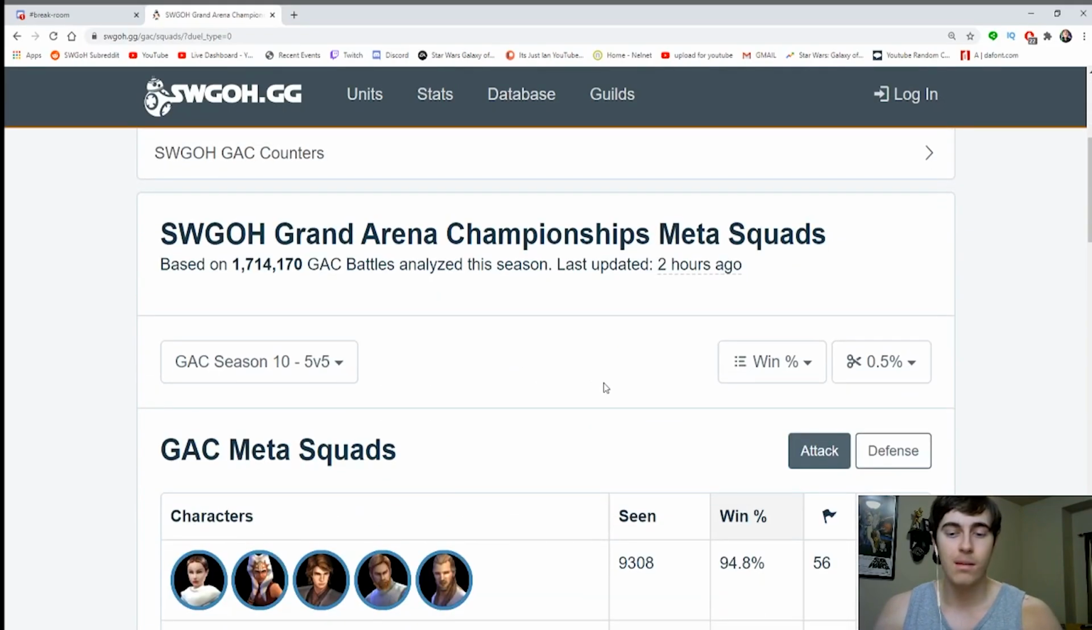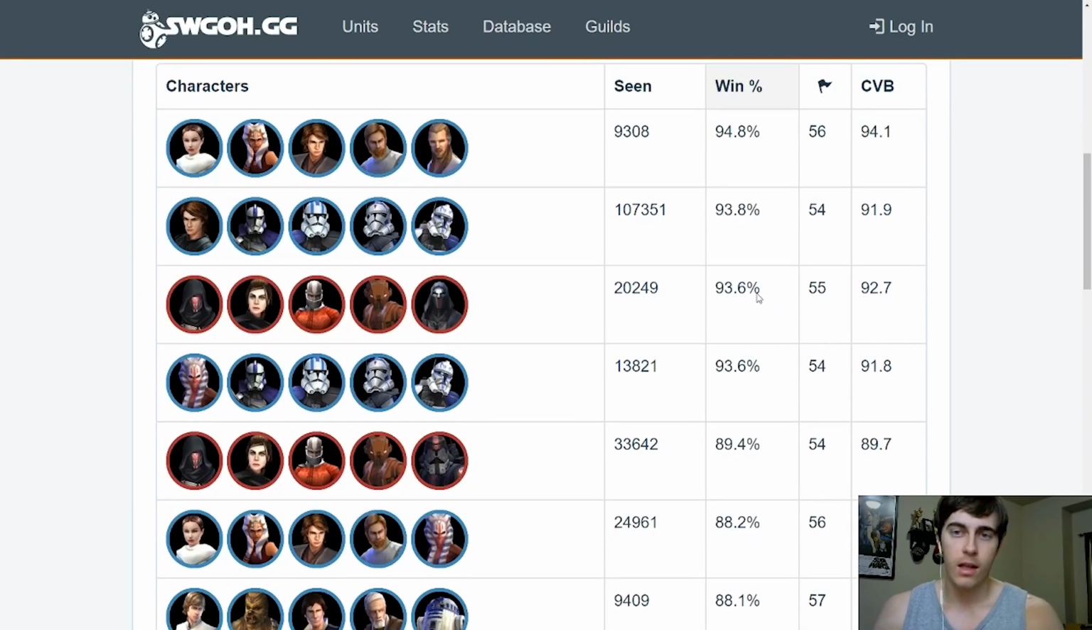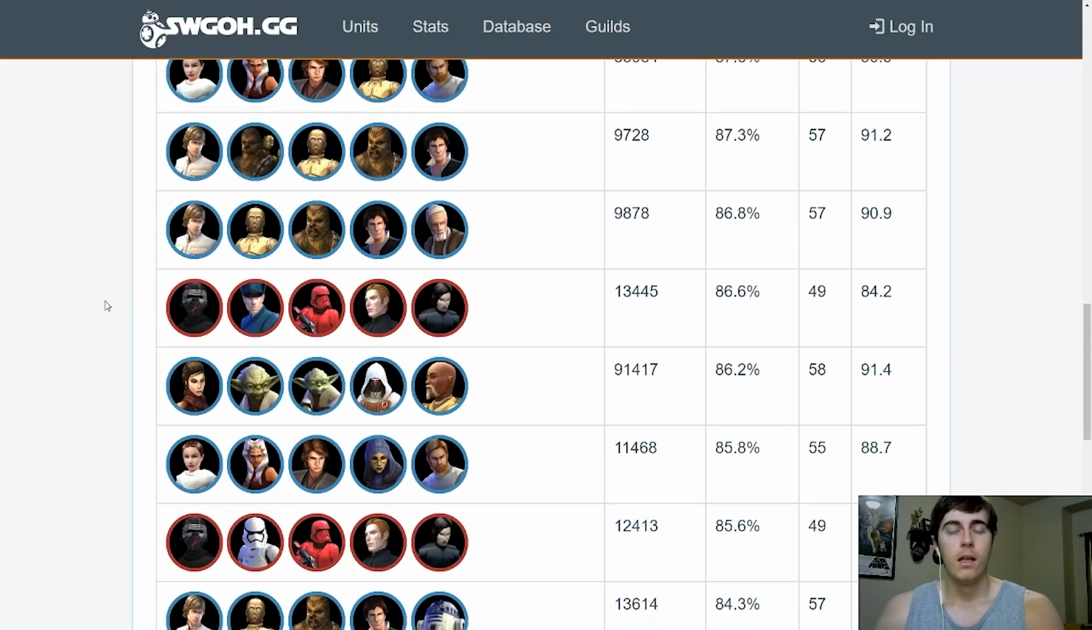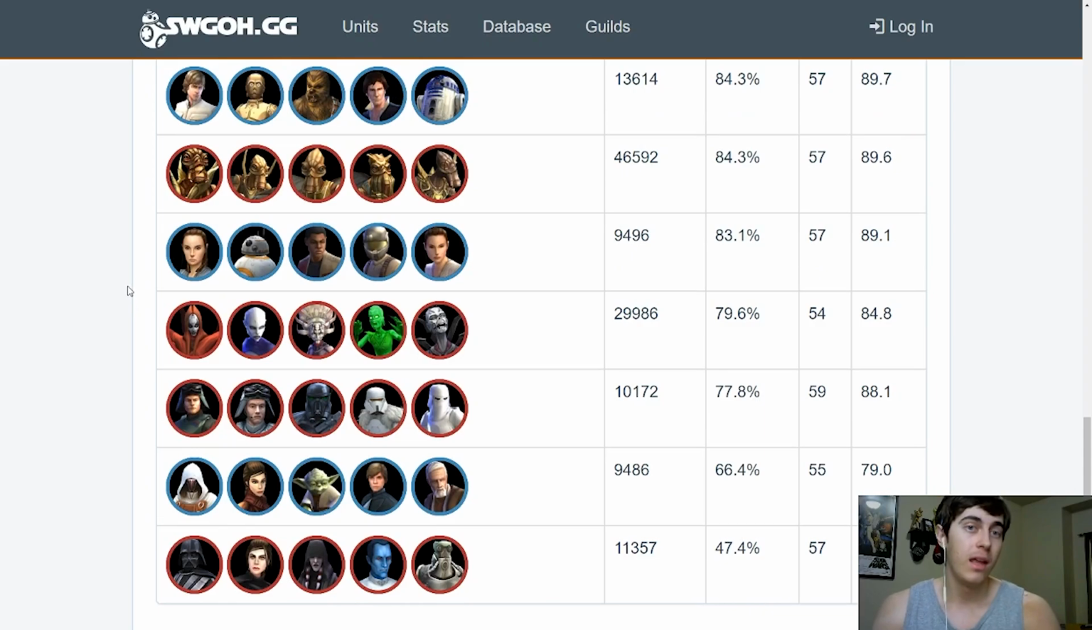These are the most seen meta squads on GAC. And their attack rates and all these sort of things and the amount of times you've seen them. So I think this is a pretty good conglomeration of teams here of ones you probably see the most and ones you'll probably use the most, which ones you want to work on the most because of what they bring to the table and just kind of their uses in general.